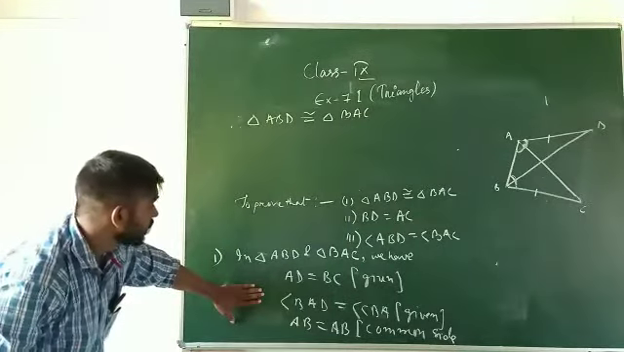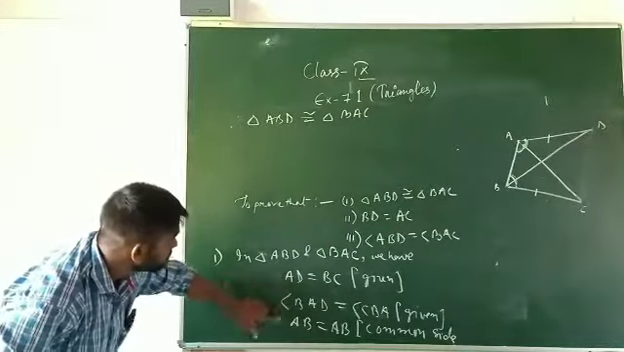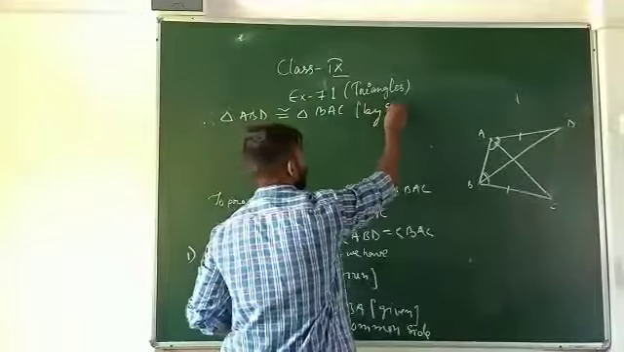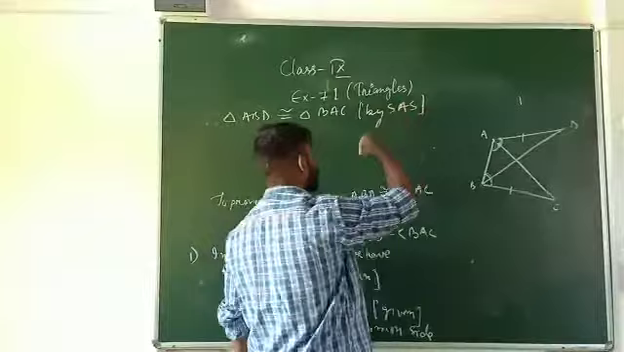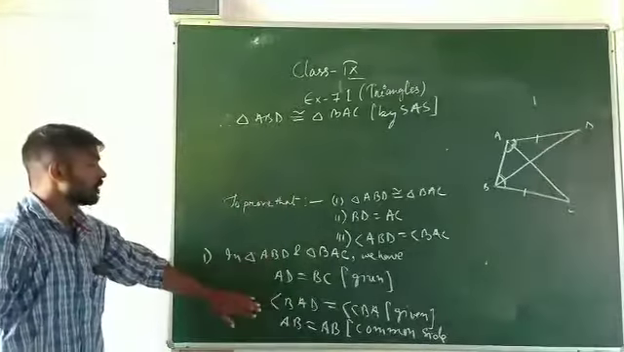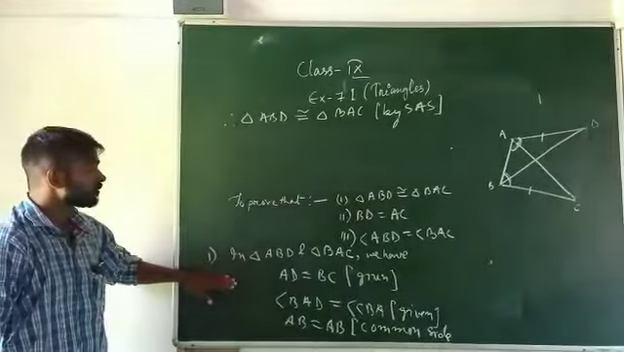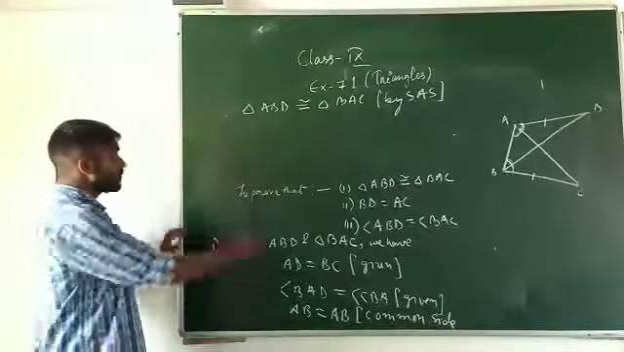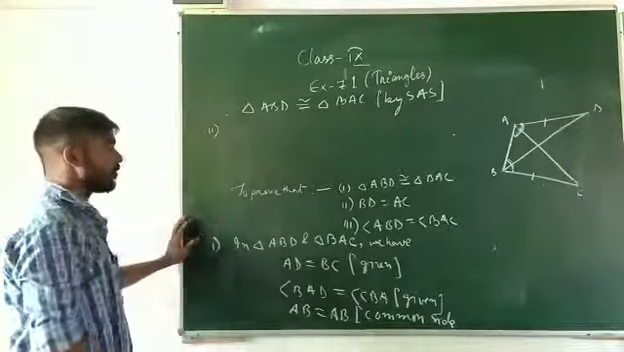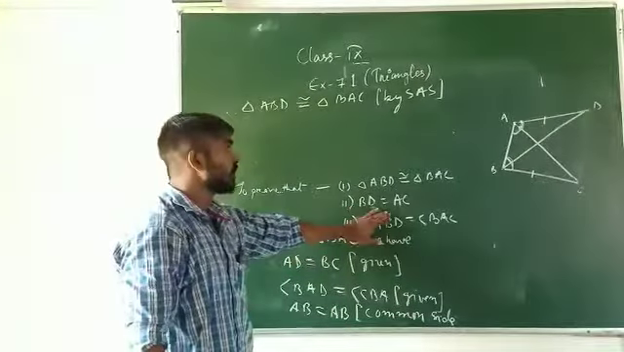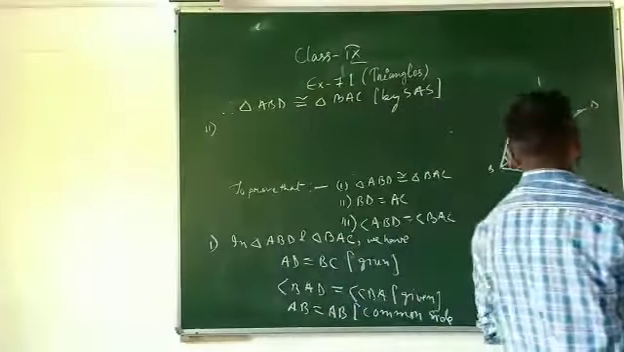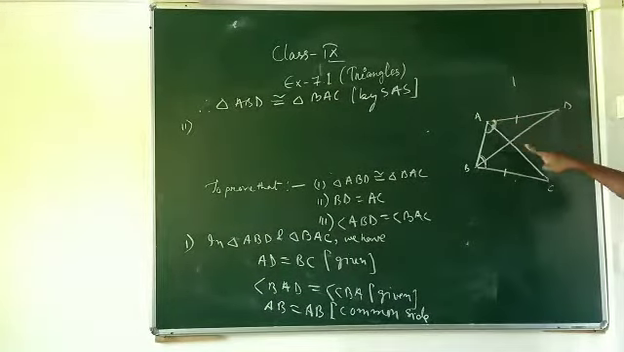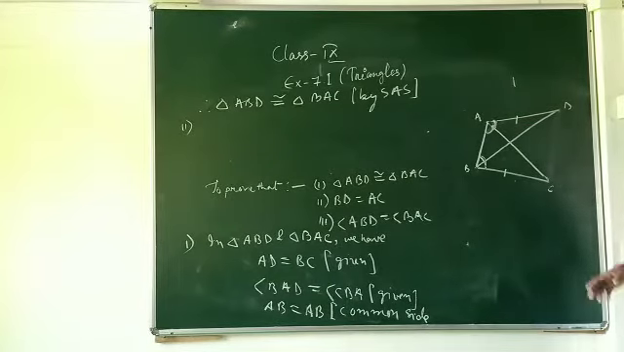Now by what postulate? We can see here, two sides and one angle, that is by the postulate SAS. What is SAS? Side angle side. So Roman number 1 we have proved, the two triangles are congruent. Now Roman number 2. In Roman number 2 we have to prove BD equal to AC. We have to prove BD equal to AC.